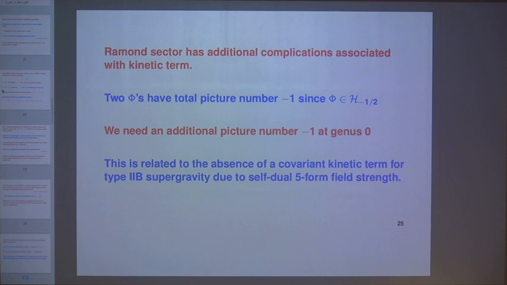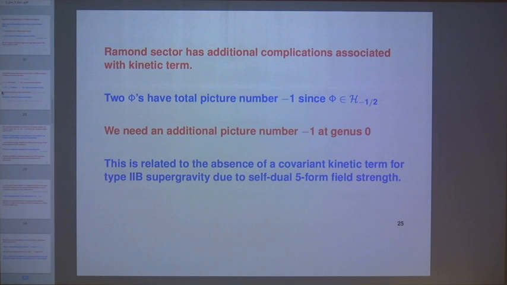The Ramond sector turns out to have additional complications. The additional complication arises from the fact that two phi's, if you take phi to have picture number minus 1/2, which is the canonical choice, have total picture number minus 1, but we need picture number minus 2 on a genus 0 Riemann surface to get a non-vanishing correlator. So you are missing a picture number minus 1. We need additional picture number minus 1 at genus 0. So we cannot simply write down a kinetic operator like phi Q phi because that doesn't have the right picture number.